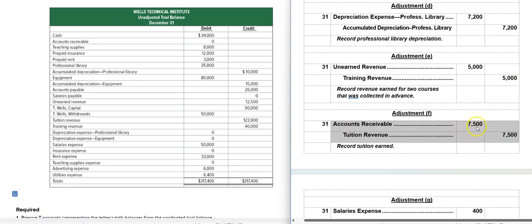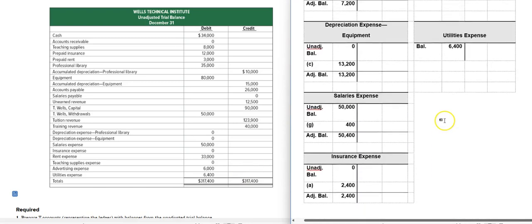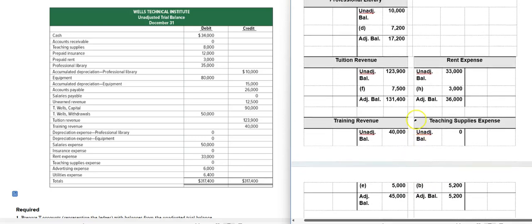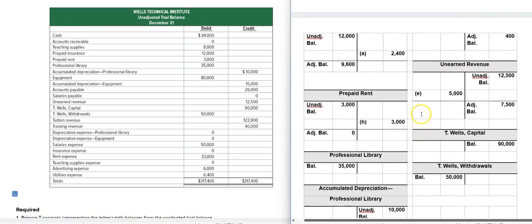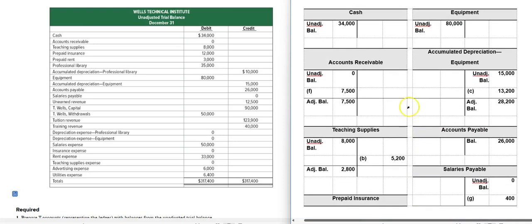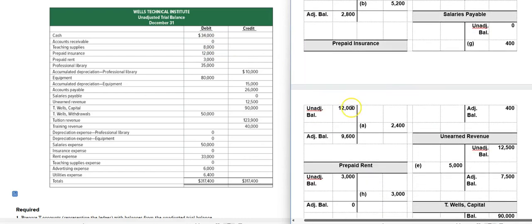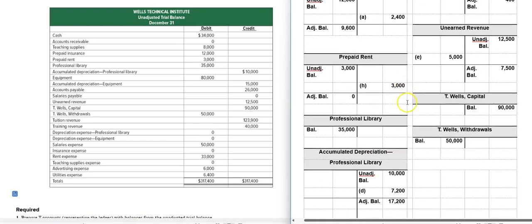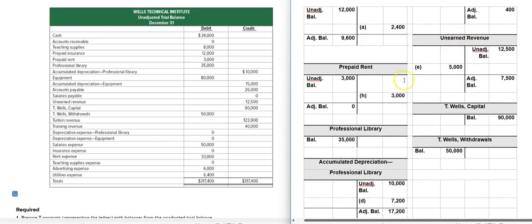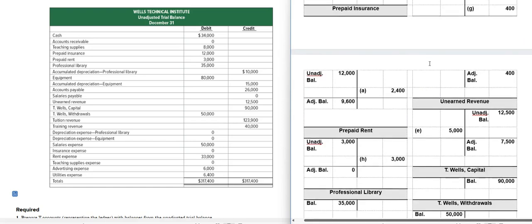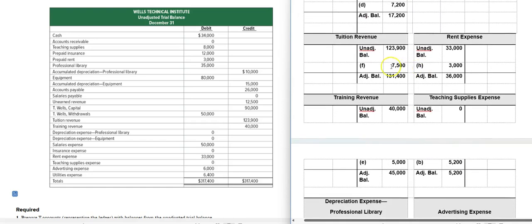Then the next one is the tuition revenue. I need to debit my accounts receivable, credit tuition revenue. Okay, so where are my receivables? There it is. I had no receivable. My unadjusted balance was 0, but I'm increasing it $7,500, adjusting its balance to $7,500. And then I'm going to credit my revenue account. There's my tuition revenue. I'm going to adjust it.